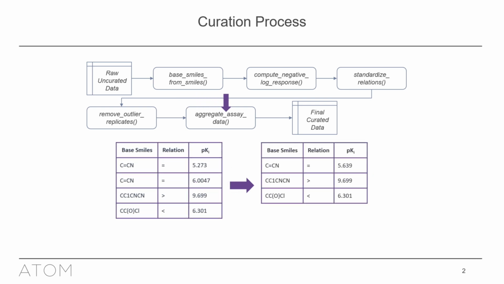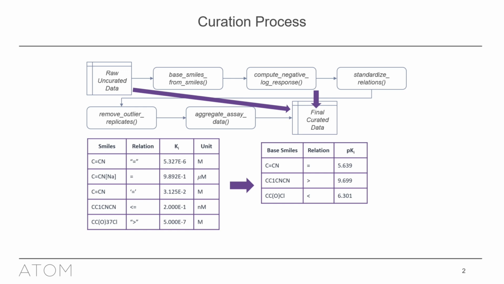Lastly, we use aggregate_assay_data to combine those replicates that remained into one value using averages or maximum likelihood functions for those with comparison operators. Look at this final curated dataset compared to the raw data that we started with. We have standardized each of the columns of data and combined duplicate chemicals. Let's take a deeper look at each of these steps by visiting the code.